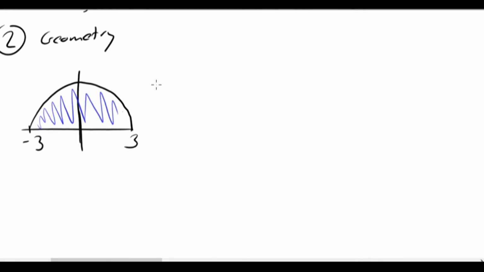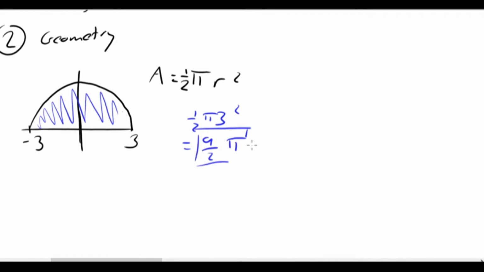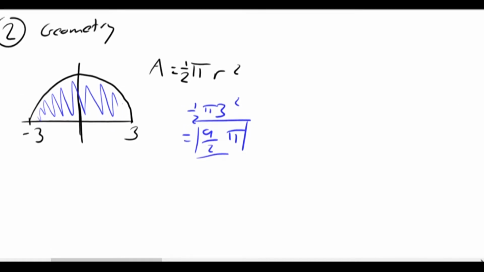So then we can use our geometry rules. We know that the area of a circle is equivalent to pi times the radius squared, right? For the area of a semicircle, we're going to do 1/2 times this, so 1/2 pi r squared. The radius we know is 3, so 1/2 pi times 3 squared. So this is equivalent to 9/2 pi. That way is much easier. It is less analytical, but I think that's a much more elegant solution.